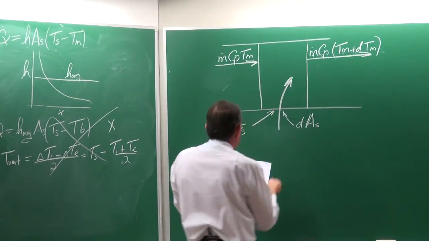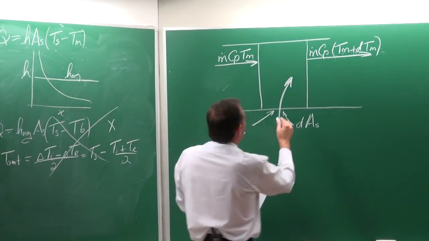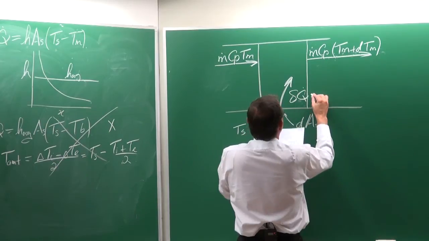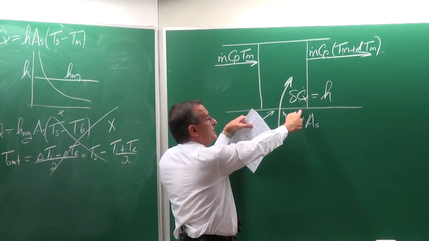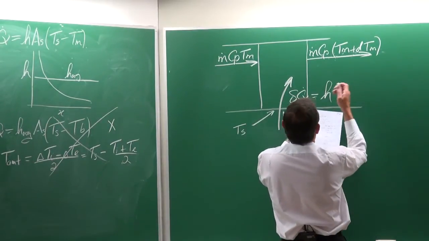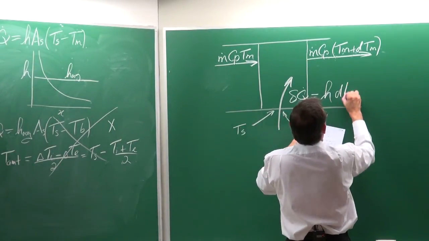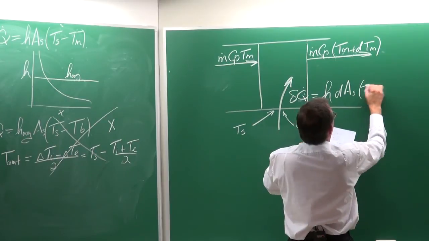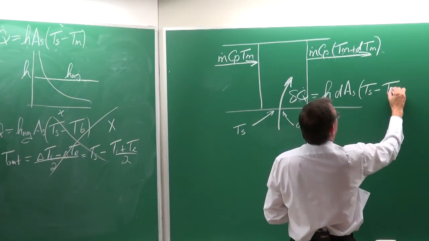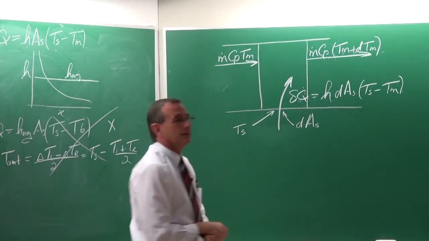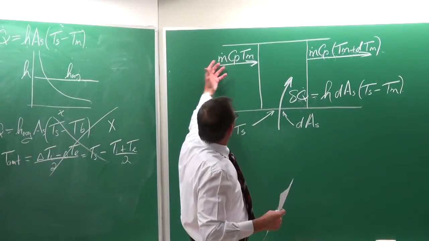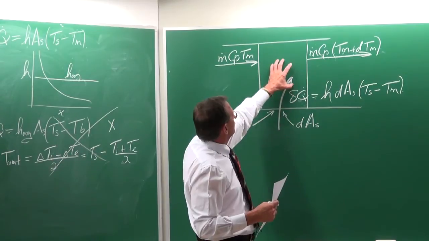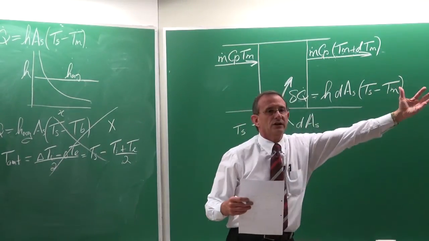And the heating that takes place, we can write that as the heat transfer rate is equal to the heat transfer coefficient, multiplied by the surface area, multiplied by Ts minus Tm. You agree? So those would be the heat transfer rate going into, the heat transfer rate from the wall, and then the heat transfer rate going out.